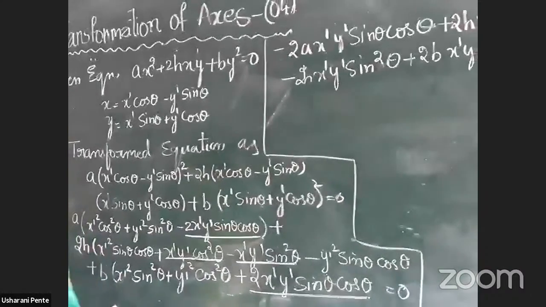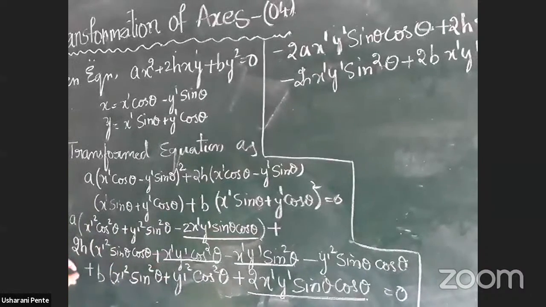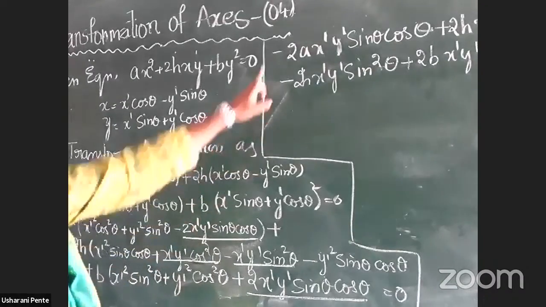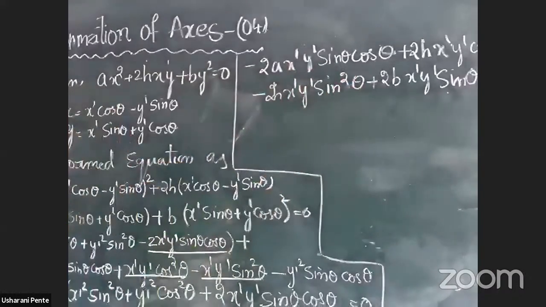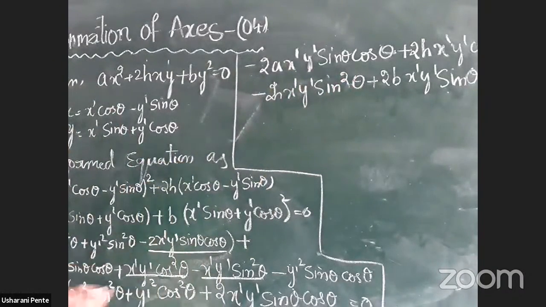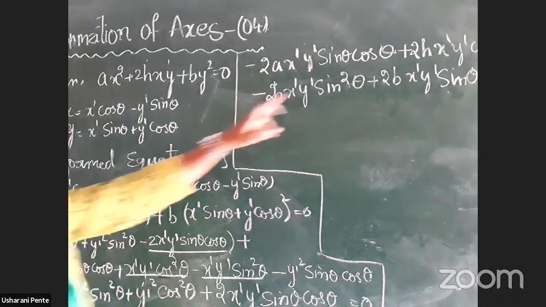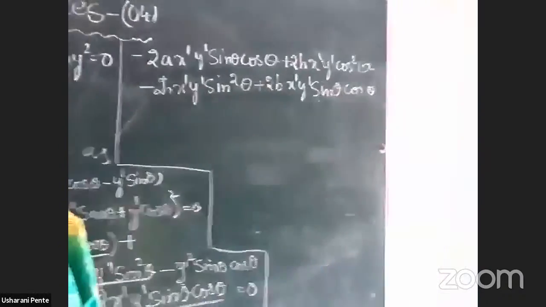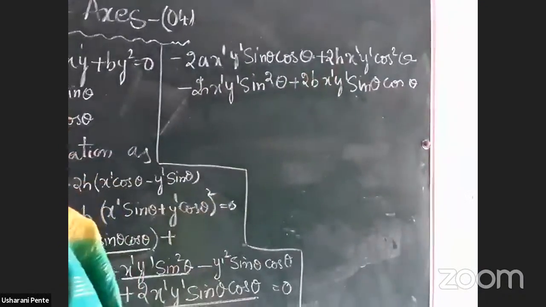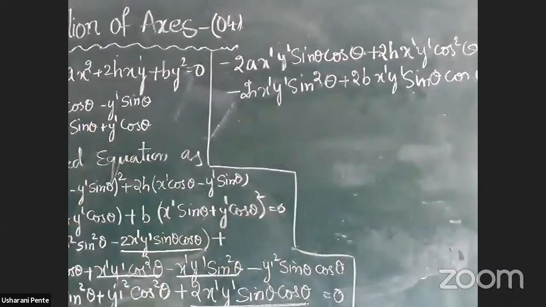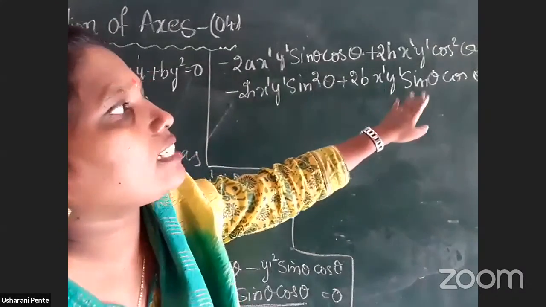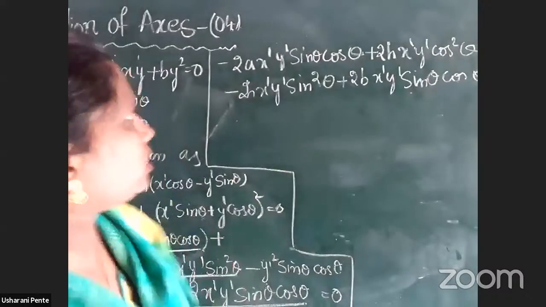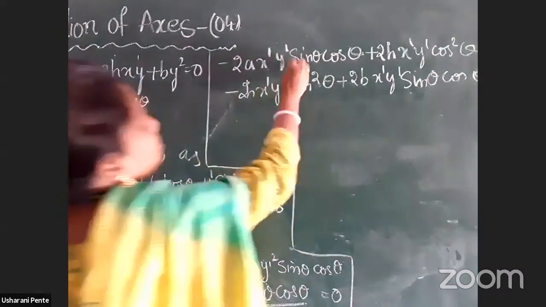Just concentrate on the x dash and y dash terms. We are taking common minus 2a x dash y dash sin theta cos theta, and in this 2h we have these two terms as x dash and y dash. So plus 2h x dash y dash cos square theta, and the next one is minus 2h x dash y dash sin square theta plus 2b x dash y dash sin theta cos theta.